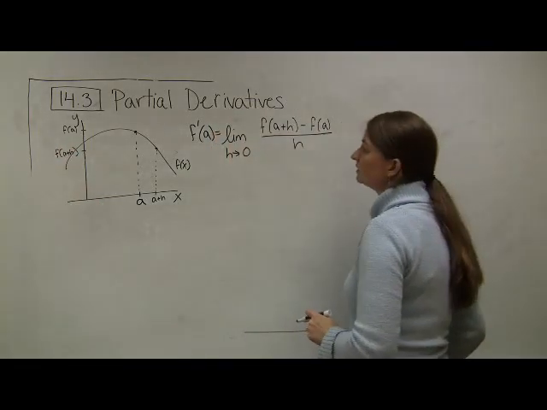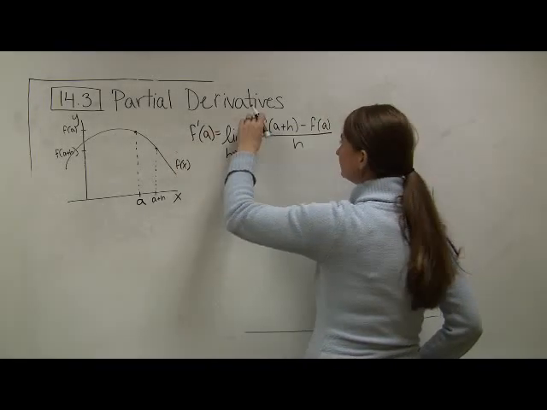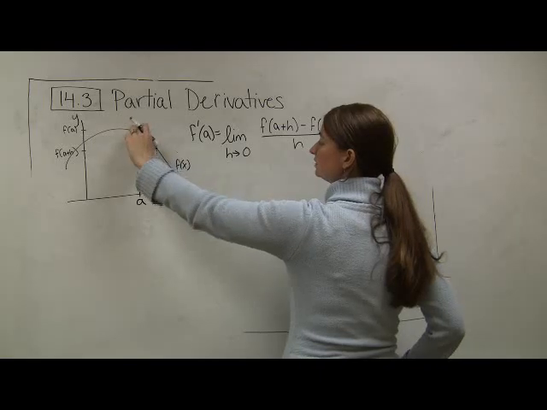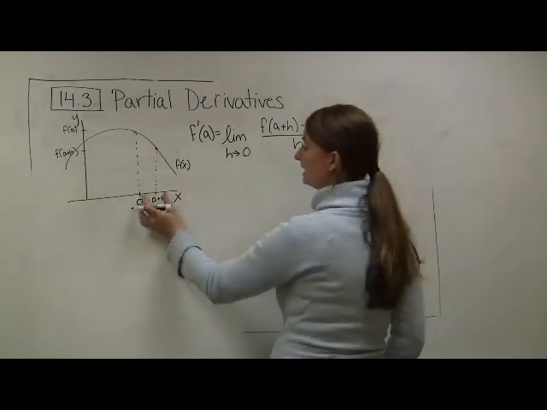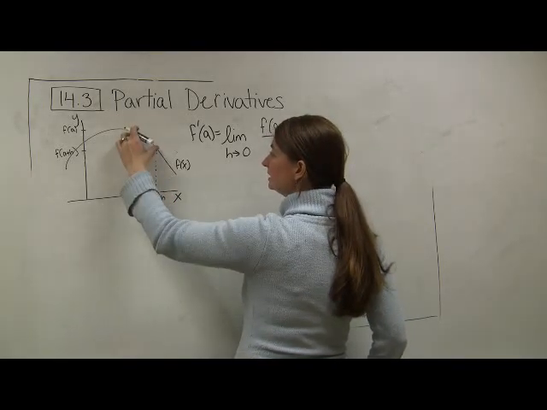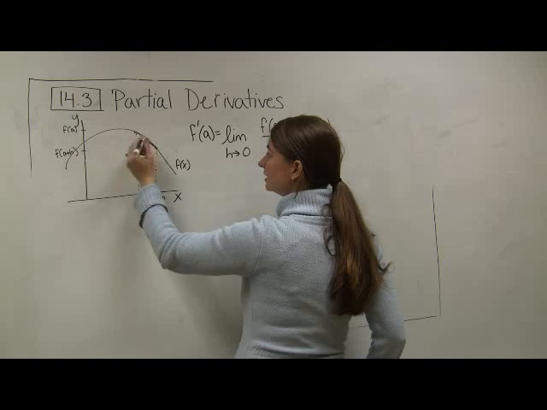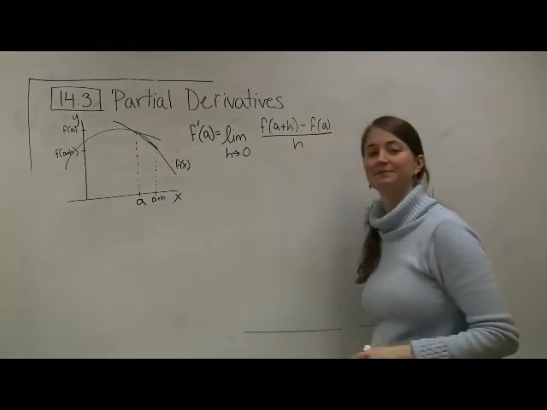So if I'm looking at the derivative, it's going to be the difference in the functional values divided by this distance, or the slope. As my h values get closer and closer to 0, the slopes of these secant lines are getting closer and closer to the slope of the tangent line.